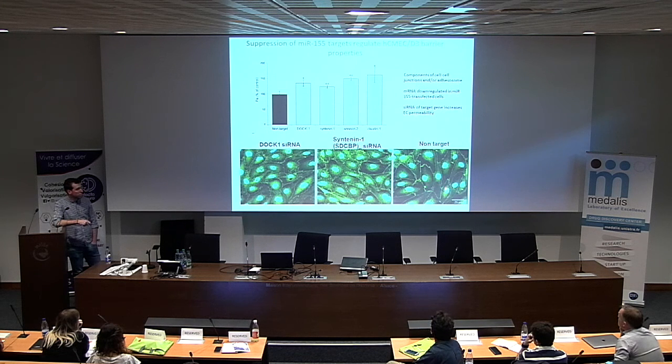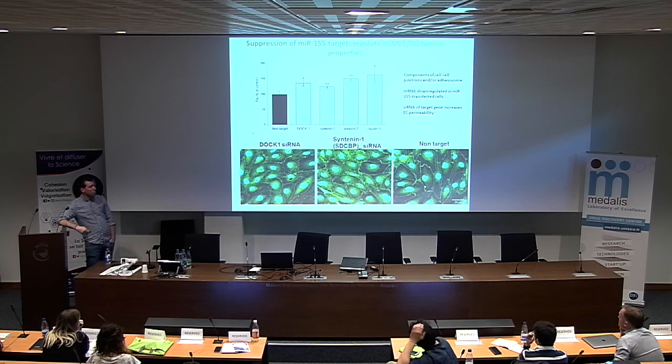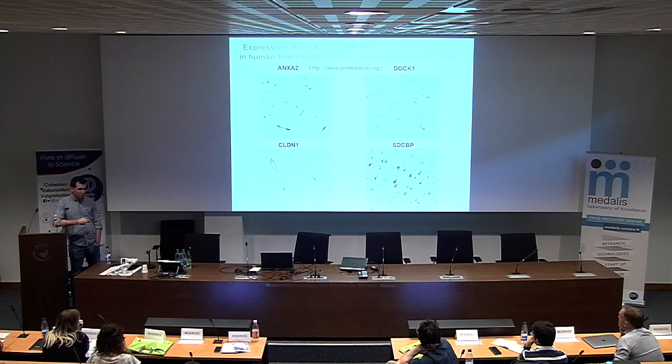In this immunocytochemistry, we saw for the first time that knockdown of the focal adhesion proteins DOCK1 and syntenin 1 changes the subcellular localization of tight junction ZO-1, and that was the mechanism by which they were acting as modulators of the BBB. And this is published data that is available in the Human Protein Atlas, where you can see that all these targets are co-expressed in endothelial cells, which suggests that they are biologically relevant.